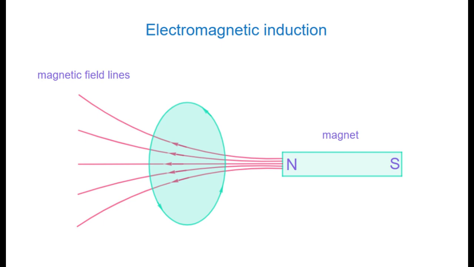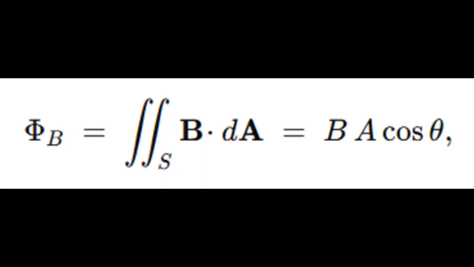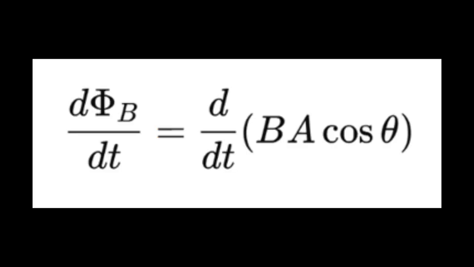Faraday's law basically shows that whenever the magnetic flux through a conductor changes, an electromotive force is induced in that conductor. Here is the formula for magnetic flux through a surface S bounded by a loop. As you can see, it is related to the magnetic field and the area of the loop. When we take the time derivative of the previous equation, we end up with this.